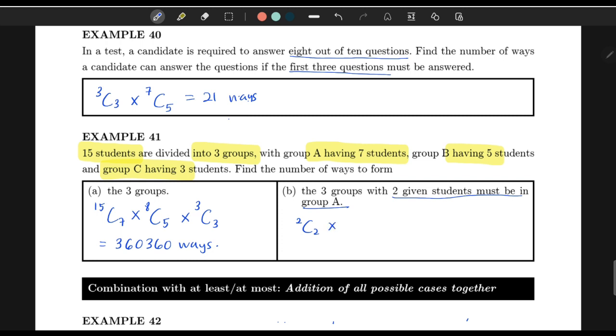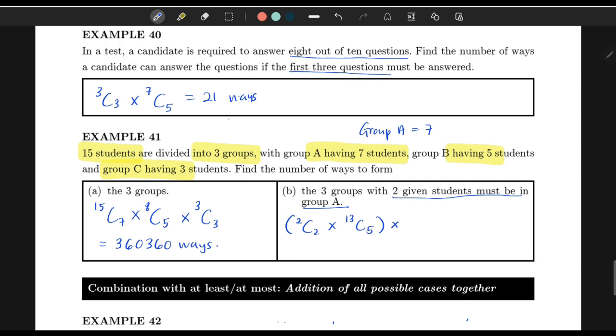So the remaining students, from 15 students, we already have 13 students. And to form 7 students in group A, we want to choose 7 students. Then we already chose 2, so we want another 5 students to form group A. So this is for group A.